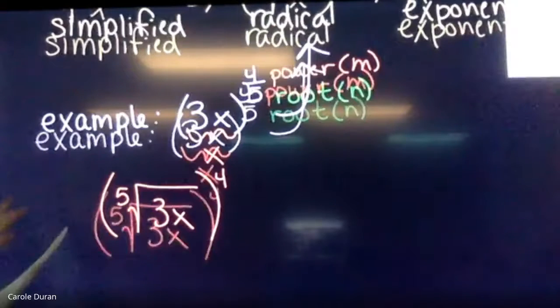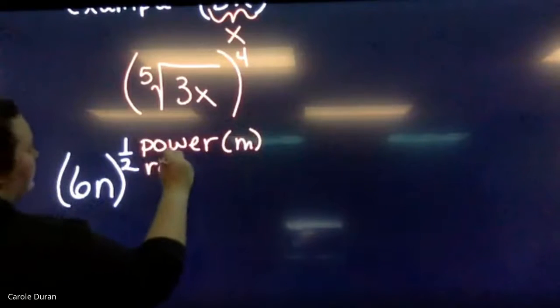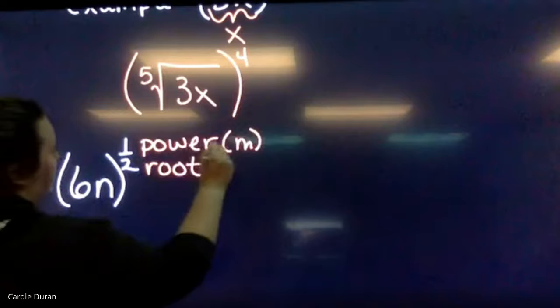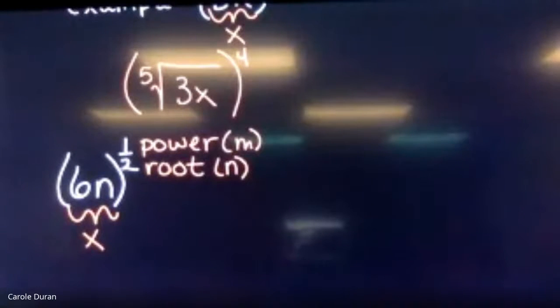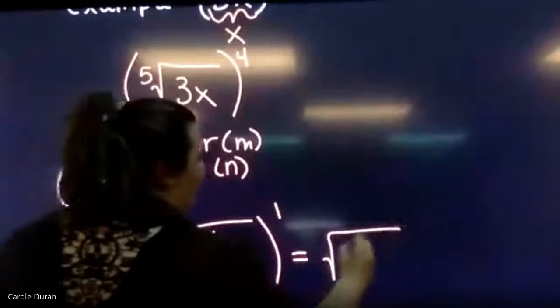No, let's do another one. N is the root, m is the power, yes. So this time we've given an exponential and I would like to rewrite it in radical form, just like the previous one. So the first things I do are identify our power and our root. So the power is the numerator. So here it's gonna be 1. And then my root is my denominator, so here that's gonna be 2. And then what's going inside the radical is my x. And then I just go ahead and rewrite it. So this would be 6n inside of a square root, all taken to the 1 power, which we can just leave as the square root of 6n.